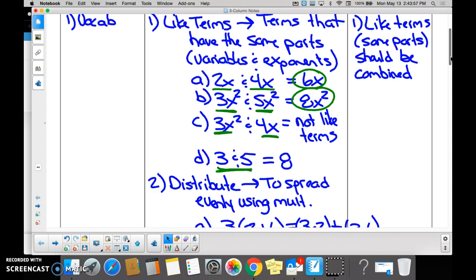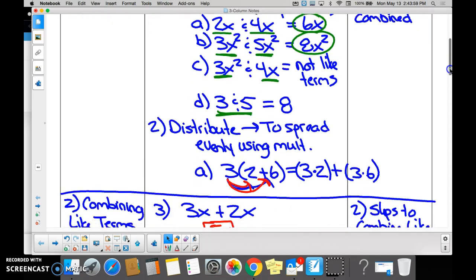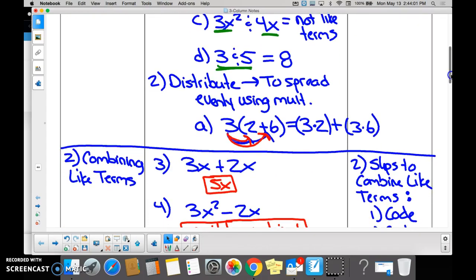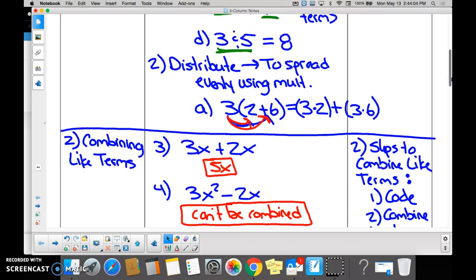Have you been combining like terms for your whole math life? Yes. Excellent. And distribute means to spread. It means multiplication. So normally on a problem like this, 3 times 2 plus 6, we do order of operations, we do the parentheses first and multiply, right? Yes. But we can actually think of this as distributing the 3 through to the 2, so 3 times 2, right? And then adding 3 times 6. We get to the exact same answer, which is 24.